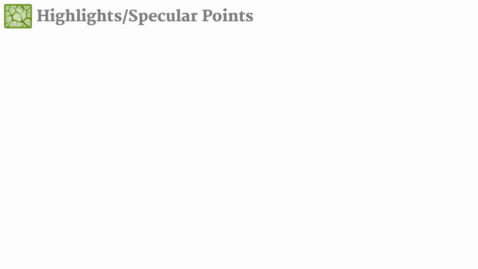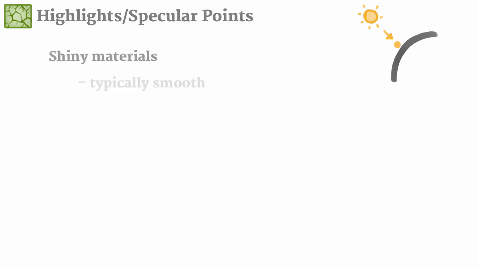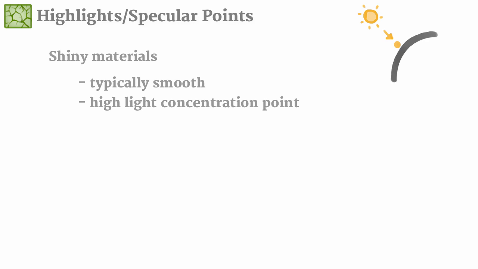Now let's talk about highlights and specular points. Like we've talked about, for every surface you must first determine whether the material has a dull or a shiny surface. Most shiny materials will have a very smooth surface and a high concentration of light. In our little example you can see how when the sunlight hits a smooth surface, it would have a very strong specular point and it would not be scattered at all. It would be located in one centralized area.